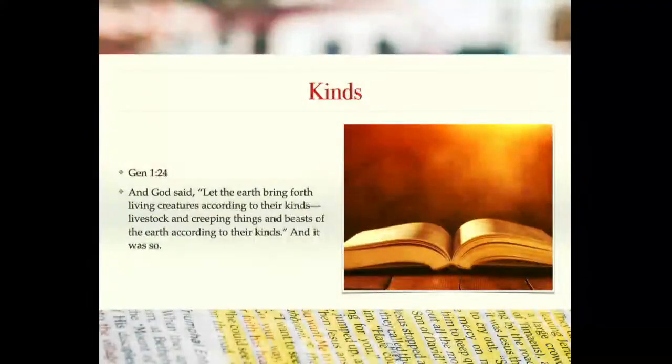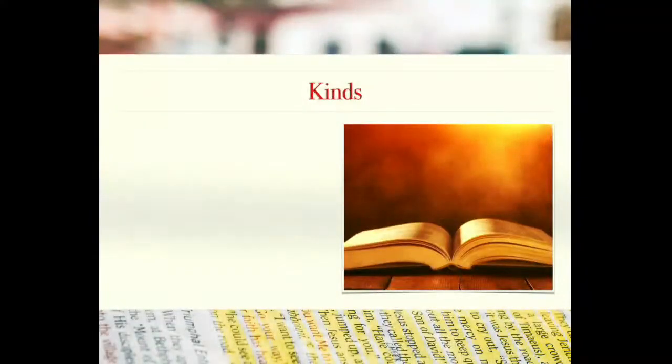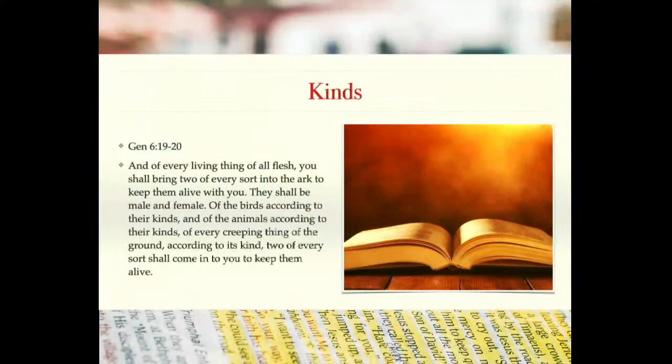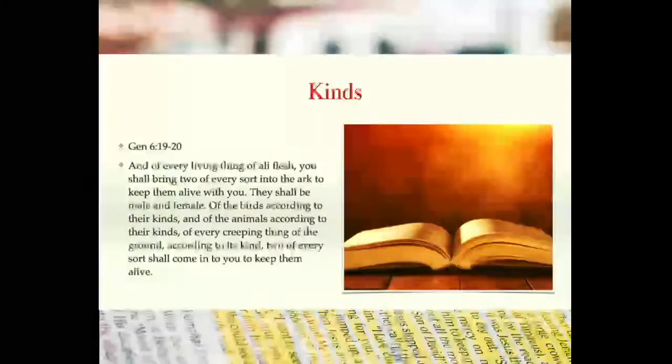Now we see this again in Genesis chapter 6, verses 19 through 20. "And every living thing of all flesh you shall bring two of every sort into the ark to keep them alive with you, and they shall be male and female, of the birds according to their kinds, and the animals according to their kinds, and every creeping thing of the ground according to its kind, and two of every sort shall come into you to keep them alive." So the Bible says that God made these kinds.